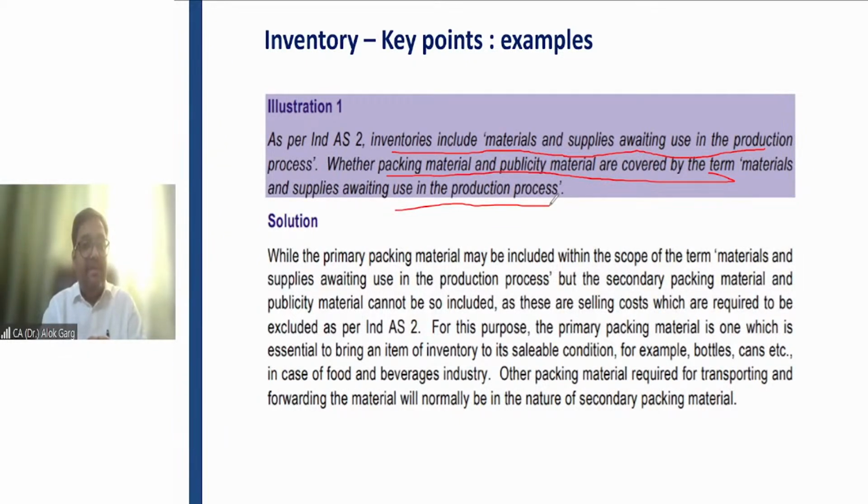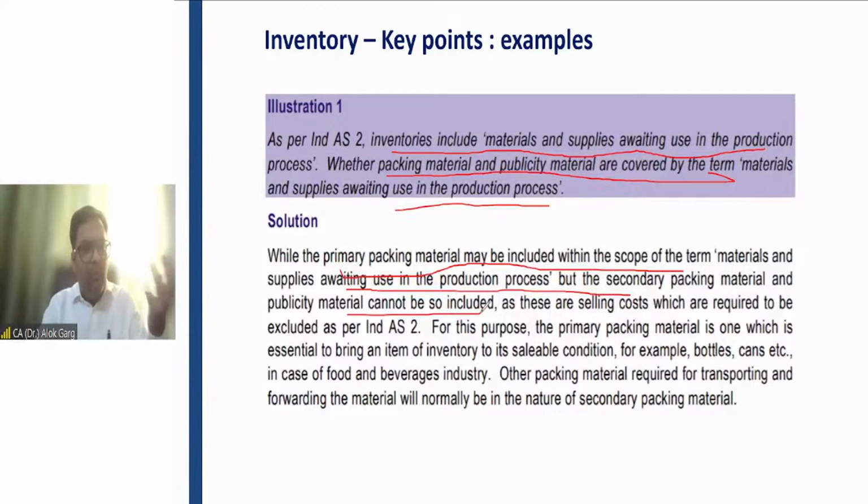Whether it is covered by the term material and supplies awaiting use in the production process. So while the primary packing material may be included within the scope of the term material and supplies awaiting use in the production process, the secondary packing material and publicity material cannot be included. These are covered in the selling cost.